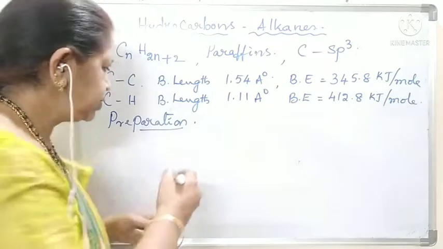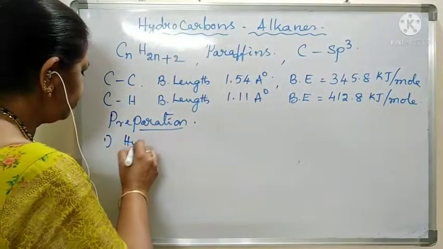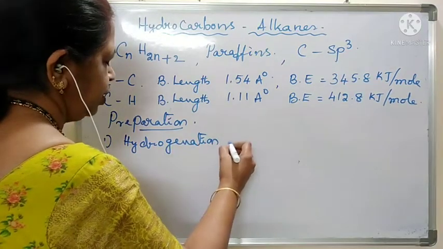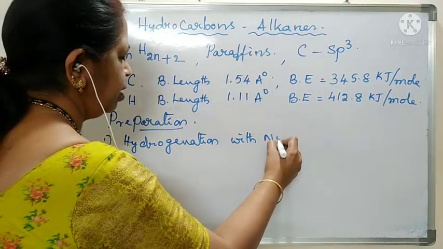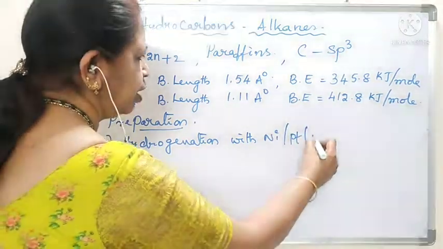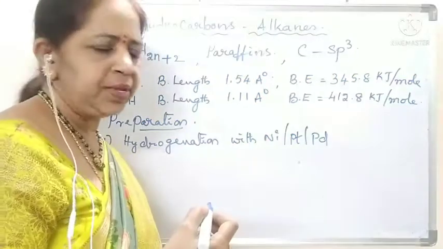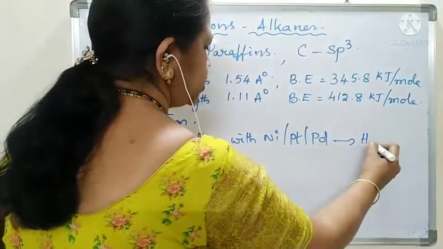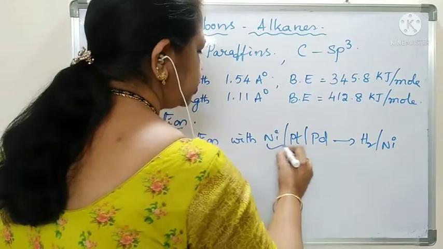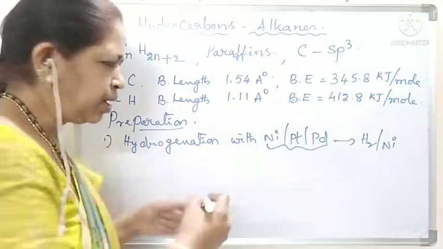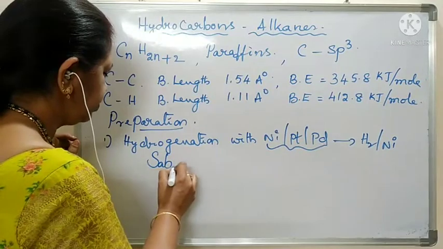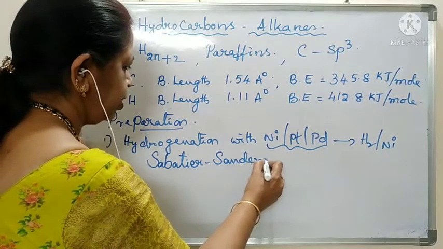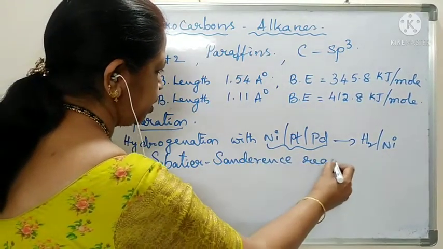The first one is hydrogenation with nickel or platinum or palladium catalyst. That is, the reagent is H2 in presence of any one of these metals. This reaction is called the Sabatier-Sanderens reaction.